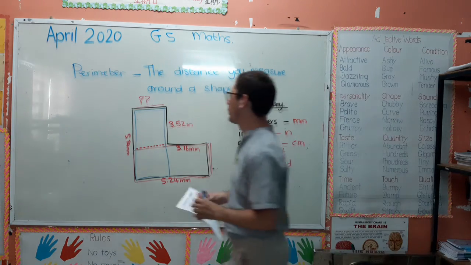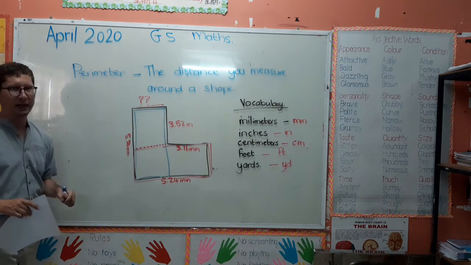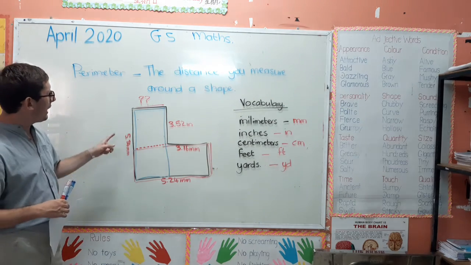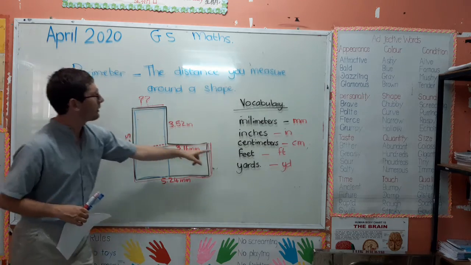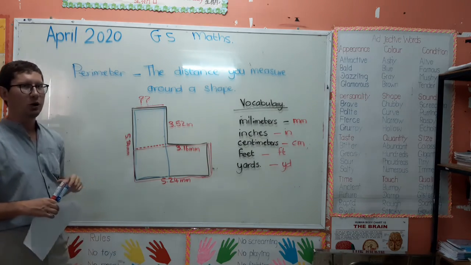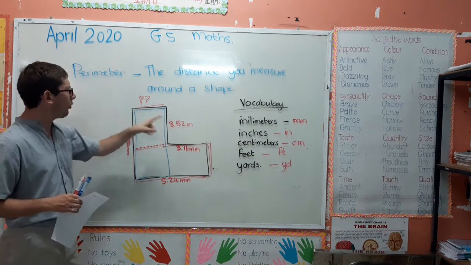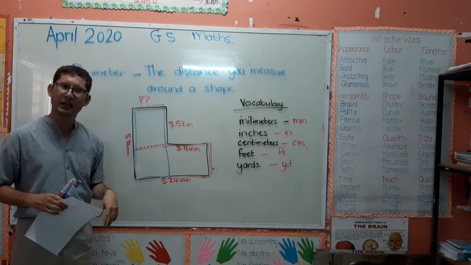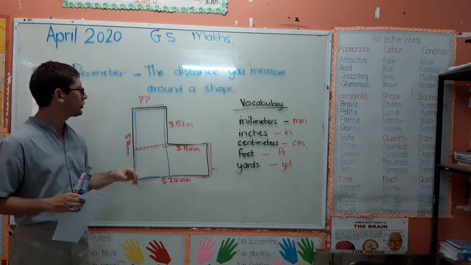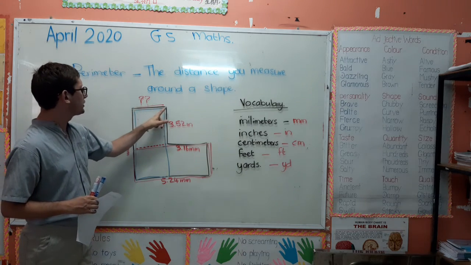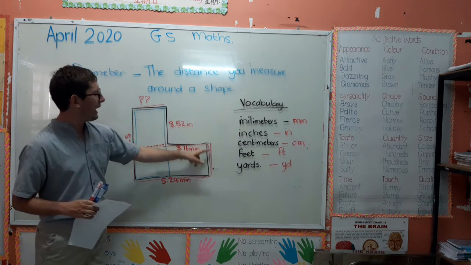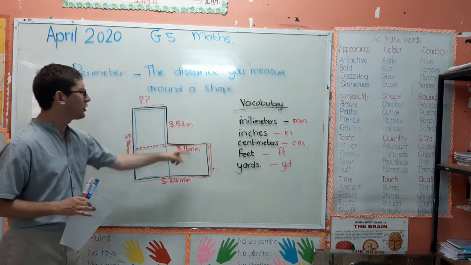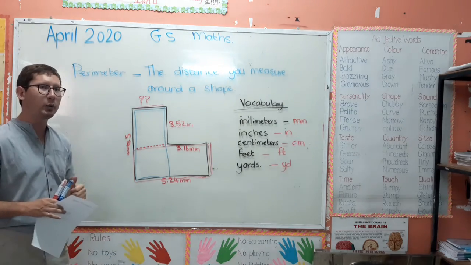But if we look at this L shape, what do you notice? We have measurements missing, which is there. So if you don't have all the measurements, you cannot work out the perimeter of this L shape, because you need to have the measurement of that side and that side. It's pointless measuring an L shape if you don't have all the measurements. So how do we do it?